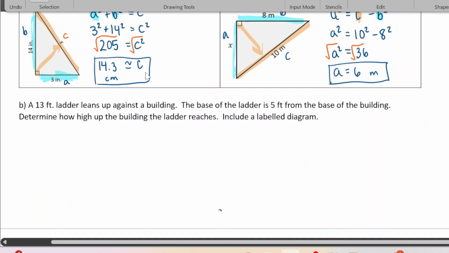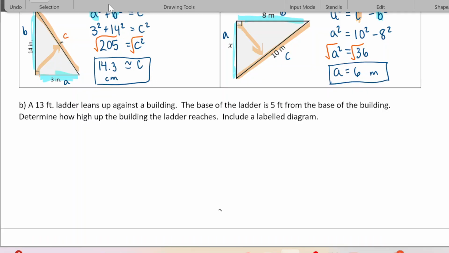Okay, let's do one word problem. I'm going to just highlight as I go. It says a 13-foot ladder leans up against a building. The base of the ladder, that's important, the base, that means the bottom of the ladder, is 5 feet from the base of the building. So the bottom of the ladder is 5 feet from the bottom of the building. Determine how high up the building the ladder reaches. So that's what we want to find out.